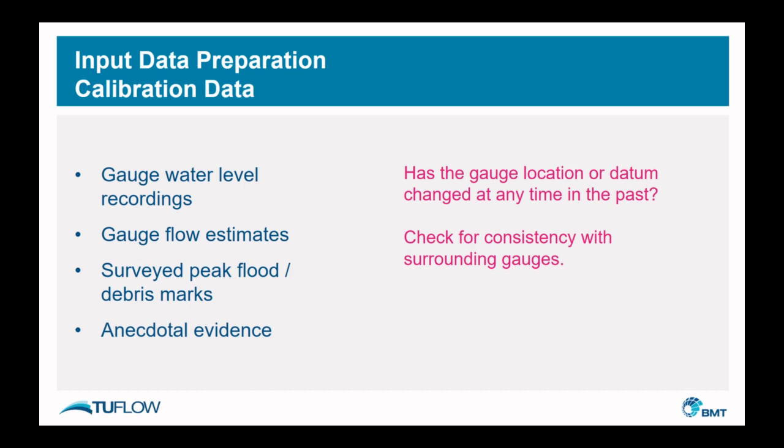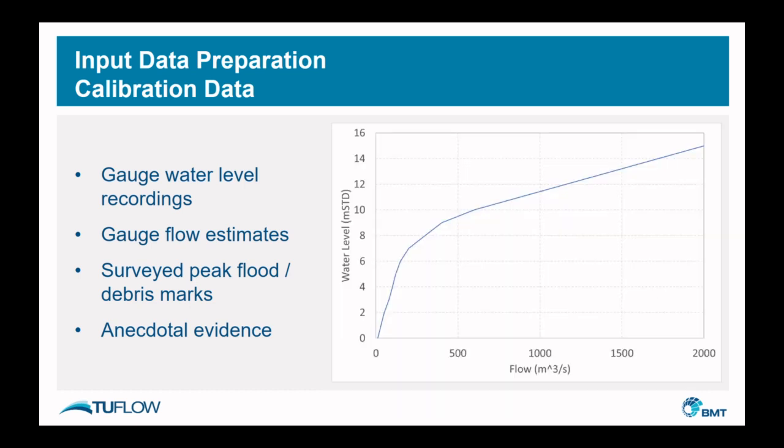Gauged water level recordings are often translated to flow estimates using rating curves such as this. Whenever you compare flow estimates at gauges against model results, it's important to look at the metadata for that gauge, and there's a couple of reasons for this. What you're trying to do here is work out how the gauge rating has been derived.